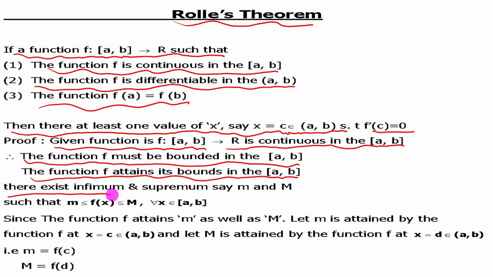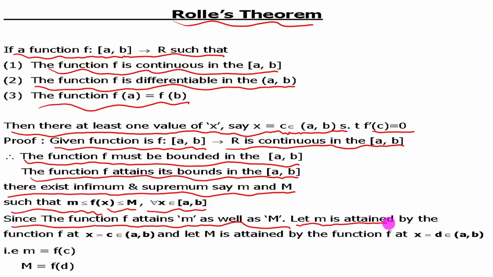There exist infimum and supremum, say small m and capital M, such that m is less than or equal to f(x), which is less than or equal to M, for all x belonging to the closed interval [a, b]. Since the function f attains m as well as M, let m be attained by the function at x equals c belonging to the open interval (a, b), and let M be attained by the function at x equals d belonging to the open interval (a, b).